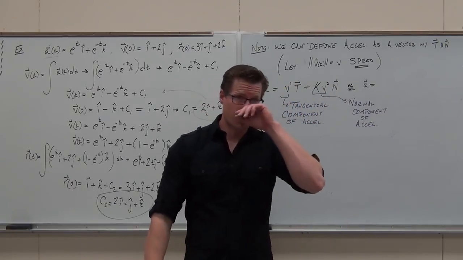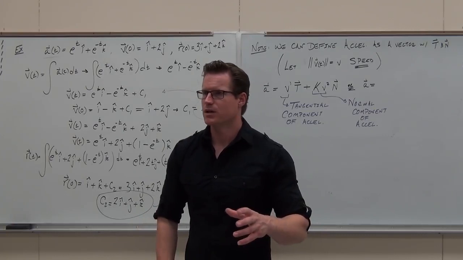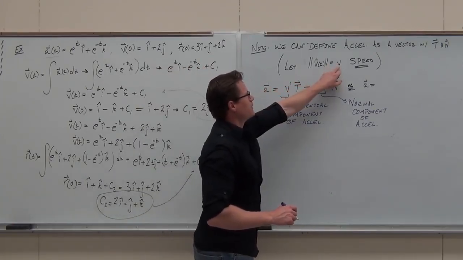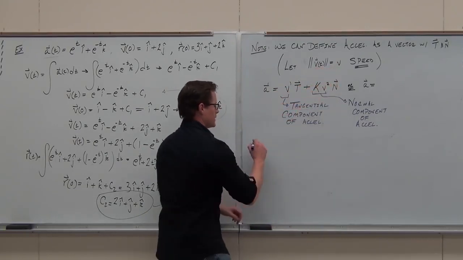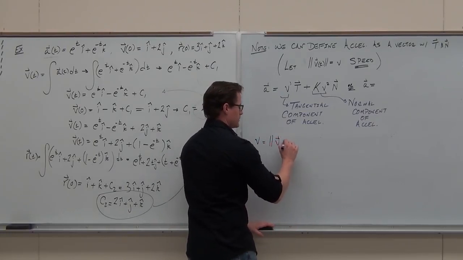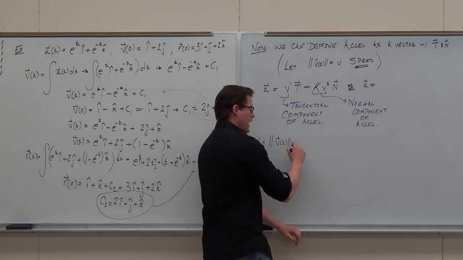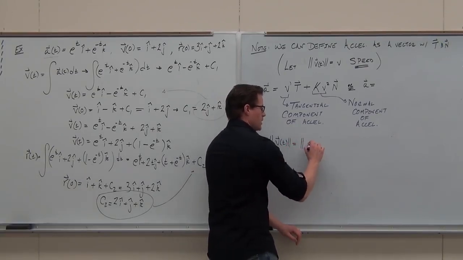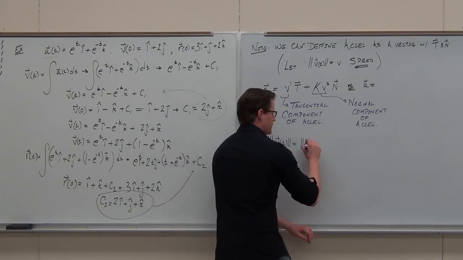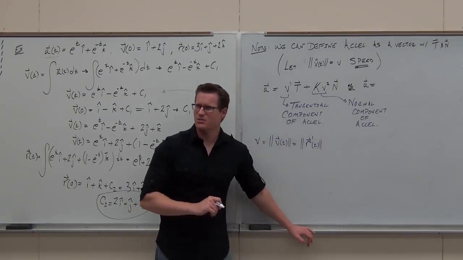Now, I want to make a case for you that this looks really nasty, and it is. But watch this. If v equals speed, then v is actually the magnitude of the first derivative of your vector function. Did you guys buy into that? Do you guys see what I'm talking about?